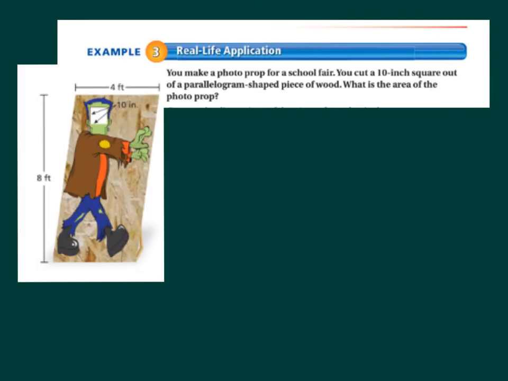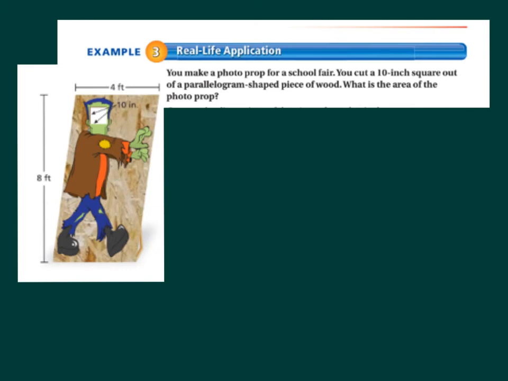We will have some things like this from time to time where you have to figure this out, and this is in the book and you can see it a little bit better in the book, but the picture on the video is going to be a little bit blurry. But I'll read it here for you and we'll go through it together. You make a photo prop for a school fair. You cut a 10-inch square out of a parallelogram-shaped piece of wood. What is the area of the photo prop?